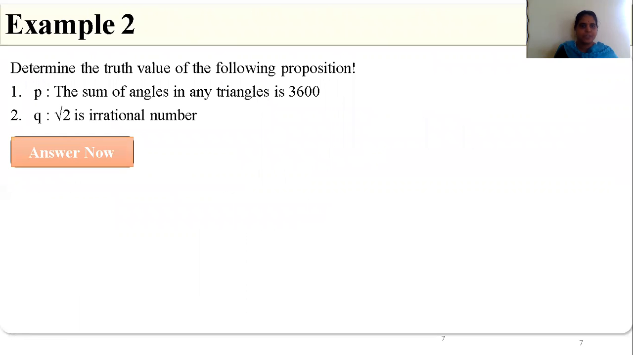Here is an example where we need to find the truth value. The first one is obviously false, because the sum of the angles in any triangle is equal to 180, not 360.